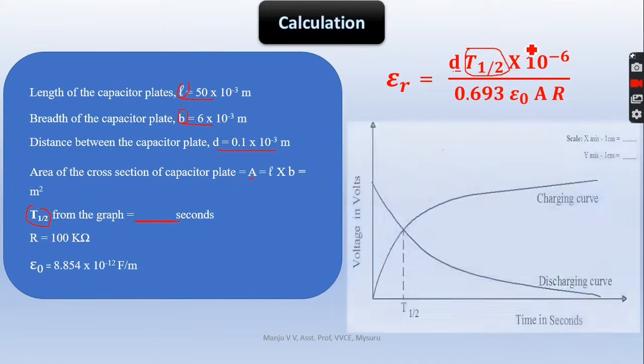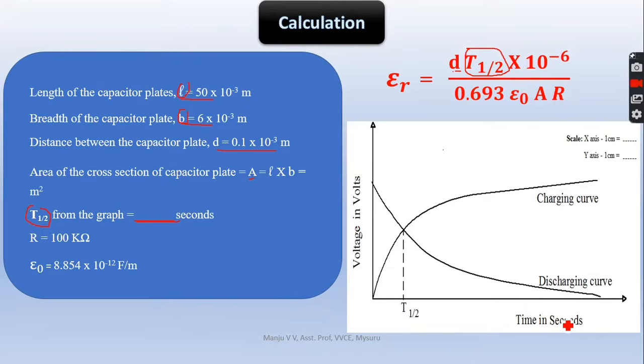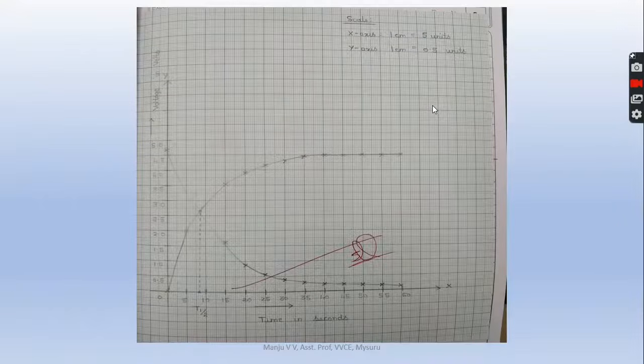To calculate the T half value, you have to plot the graph of time in seconds versus voltage in volts. This is the charging curve and this is the discharging curve. Where these two meet when you plot the graph, from that point draw a vertical line, that will be your T half value. Substitute it into the formula and you will get the dielectric constant value.